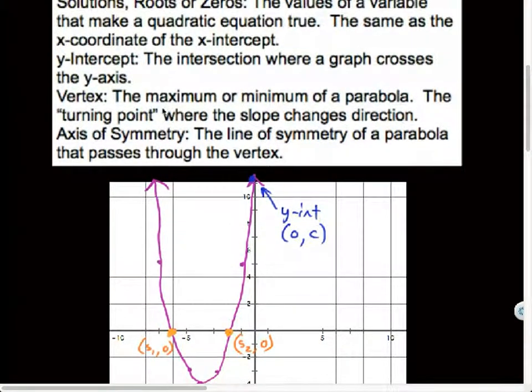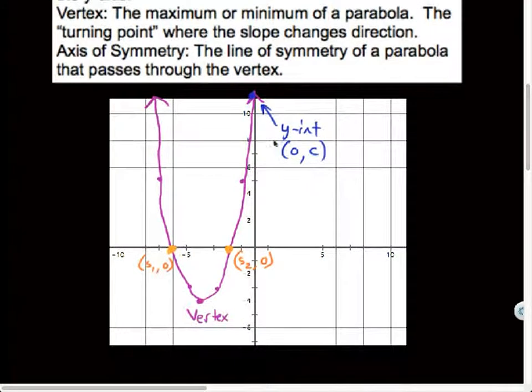So it says the vertex is the maximum or minimum of the parabola. Notice this parabola, I described as opening upward, and the vertex was the bottom of it. So it's the minimum point in this case. You could also think about it as the turning point where the slope changes direction, right? Like I'm going downhill, downhill, downhill, slowing down, and then now I'm going uphill. So it's where it does a little flip. It changed direction there. So that's the vertex. The slopes change direction.